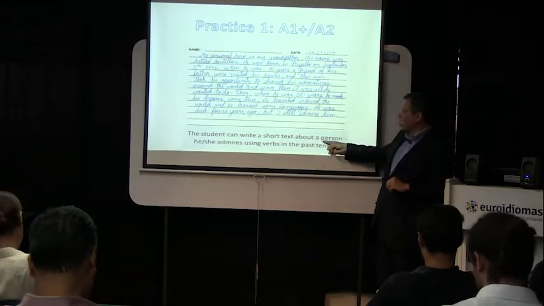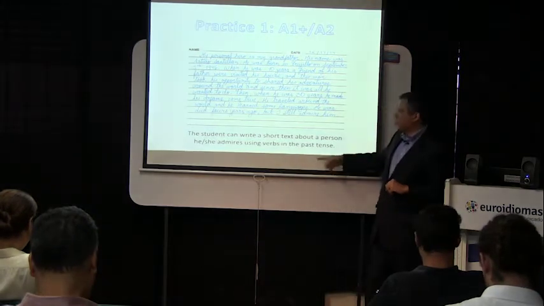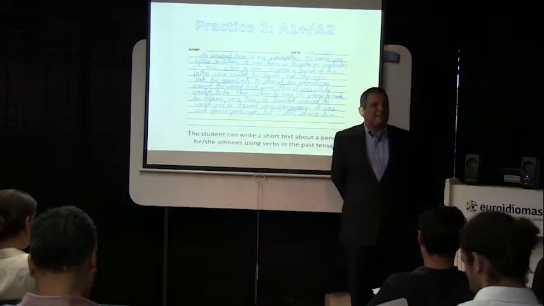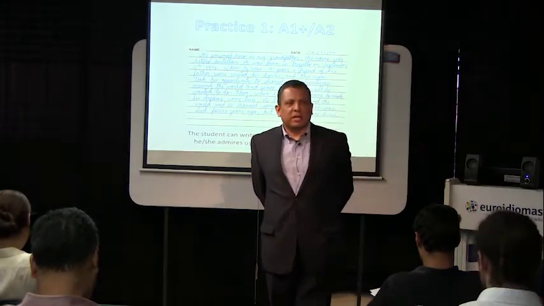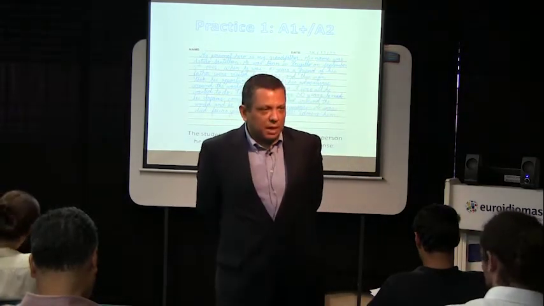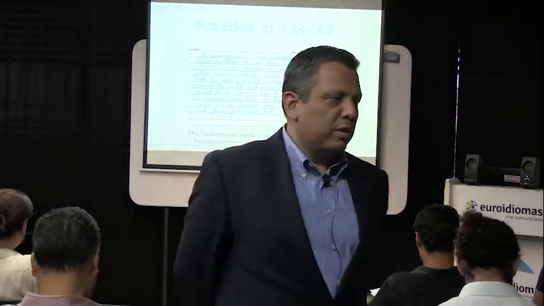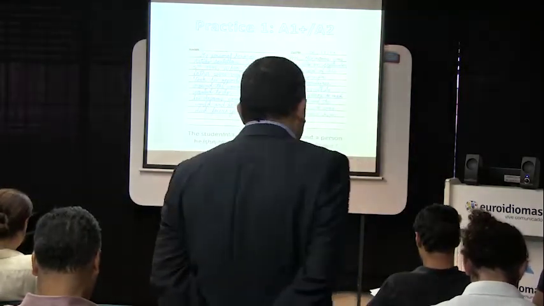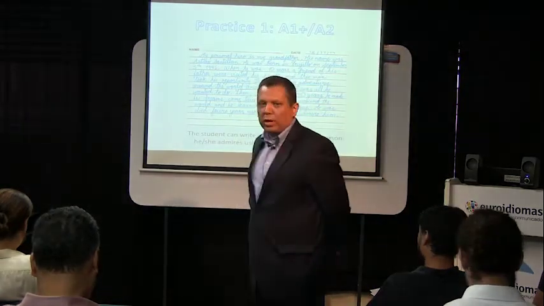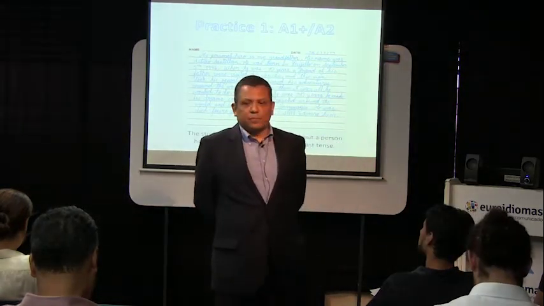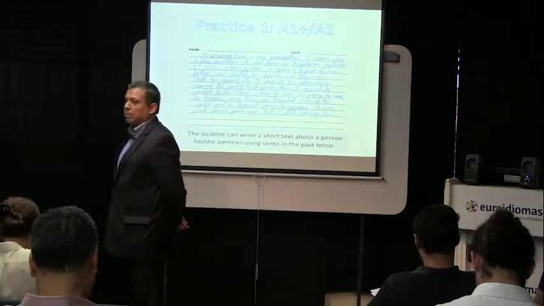So take a look at this reading right here. The student can write a short text about a person he or she admires using verbs in the past tense. So the person has to write about somebody they admire using the past tense. Read it. You guys are fantastic readers, so you can read 300 words a minute, 100% comprehension. That's the native speaker reading rate. So read it and give a 0 to a 3. Remember, it's the same logic.